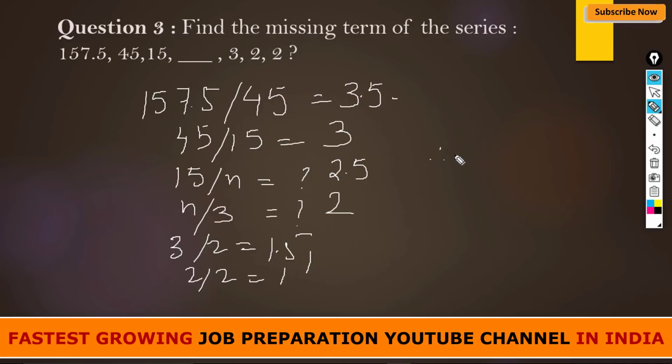So how much divided by 15 comes to 2.5? It is none other than, it's a simple kind of calculation, it will come to 6. So n equal to 6. Even if you put it in the second equation, n by 3 equal to 2, 6 by 3 comes to 2. So n satisfies both the equations. So n is 6 here.